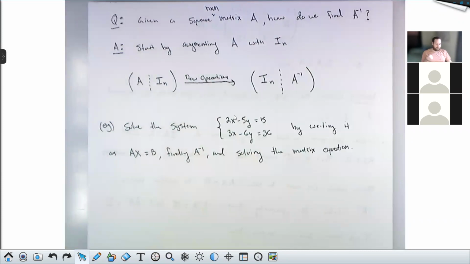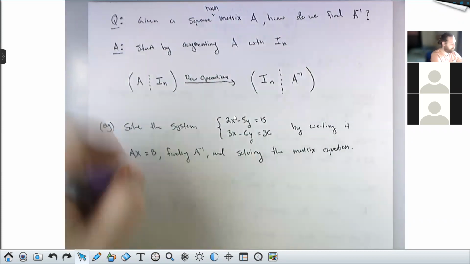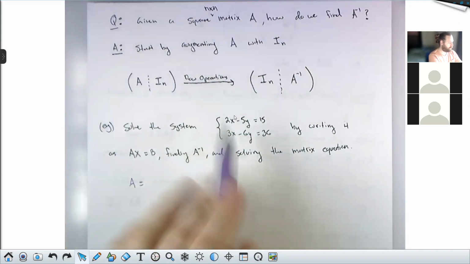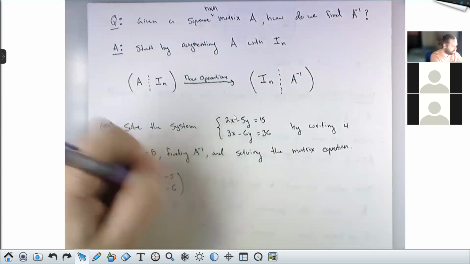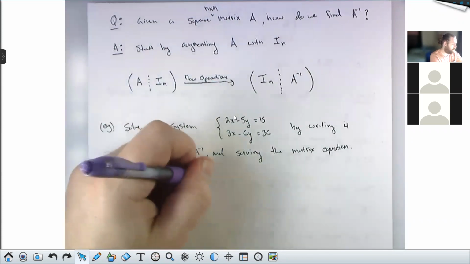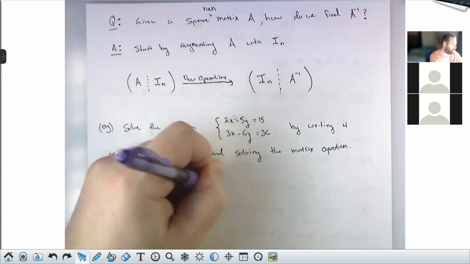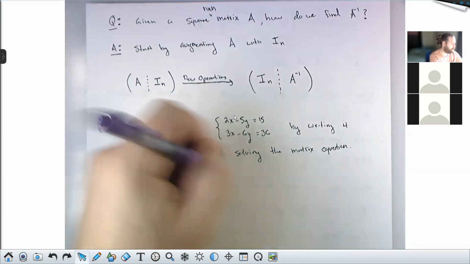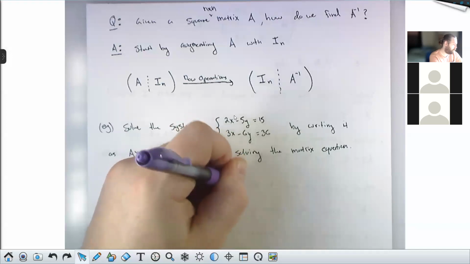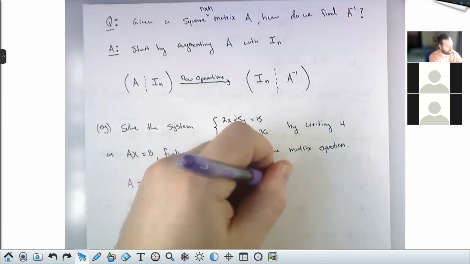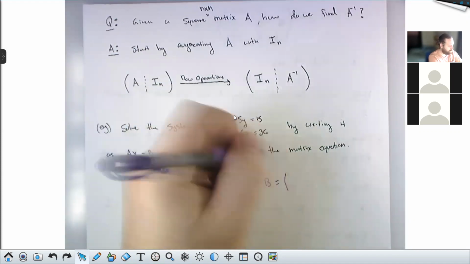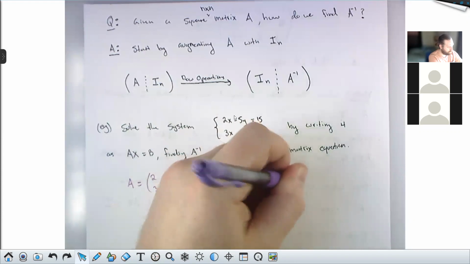All right. So first I need to see what is the matrix A, what is the matrix X, what is the matrix B. A is the regular coefficient matrix, which here is the 2 by 2, 2, -5, 3, -6. X is my matrix of solutions of variables here. It's the single column with 2 entries, X, Y. And B is the column of right-hand sides, 15, 36.